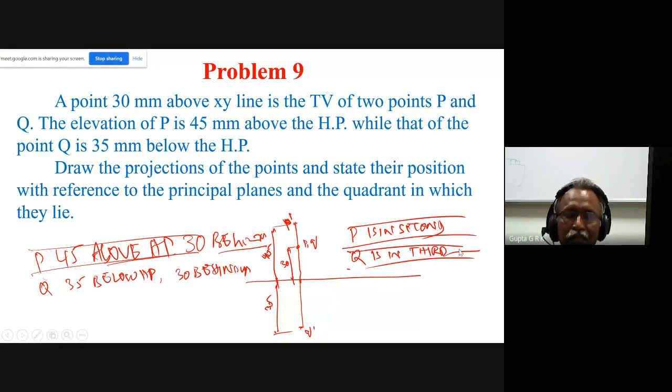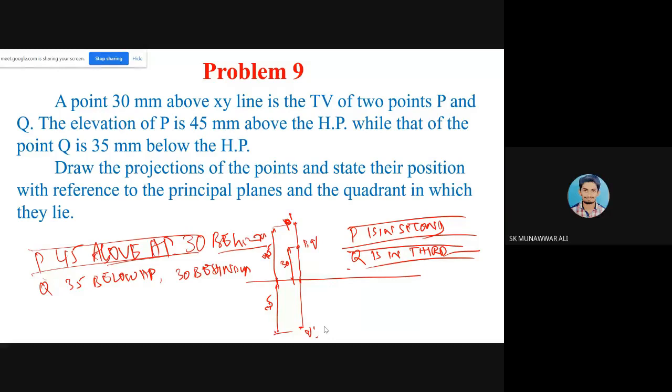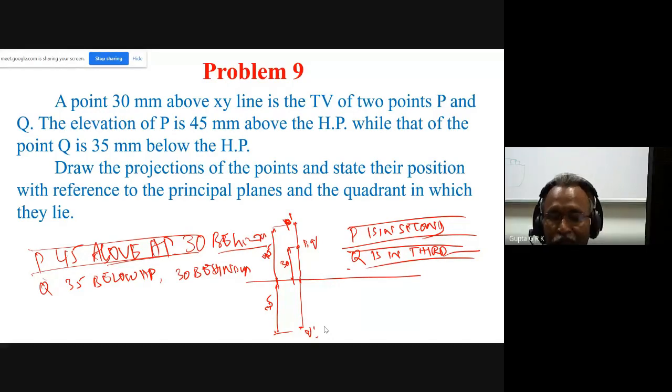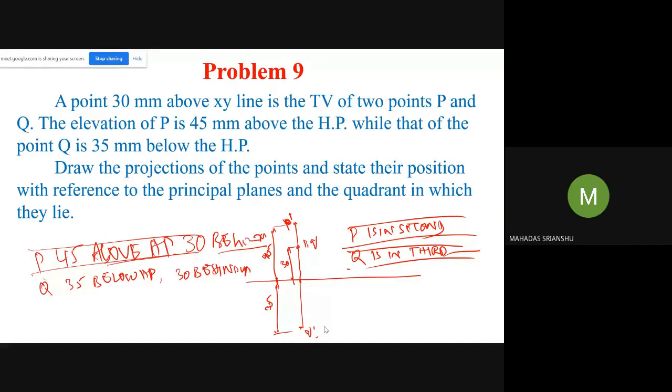Okay. So that is the way. In the first quadrant, the front view comes above. Top view above, front view below, that is the third quadrant. Am I right? Is that okay? Yes, sir. Yeah, Q is in the third quadrant.